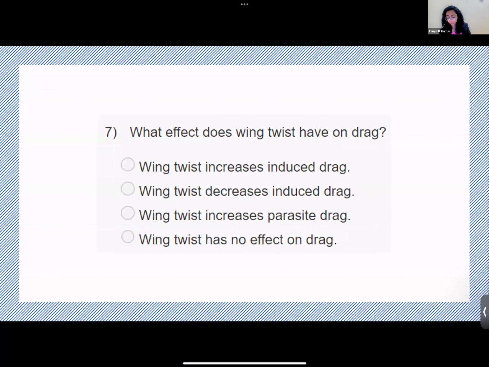Similarly, what about the wing twist? Wing twist, I think we've seen this in the last session as wash out or wash in. So it's a similar thing, that the root angle of attack of the wing is different from the tip. That is your wing twist. Similar to the wing sweep, this also has a decreased induced drag. Why?